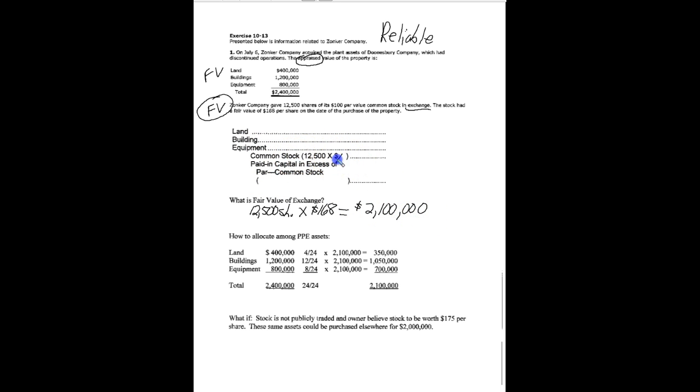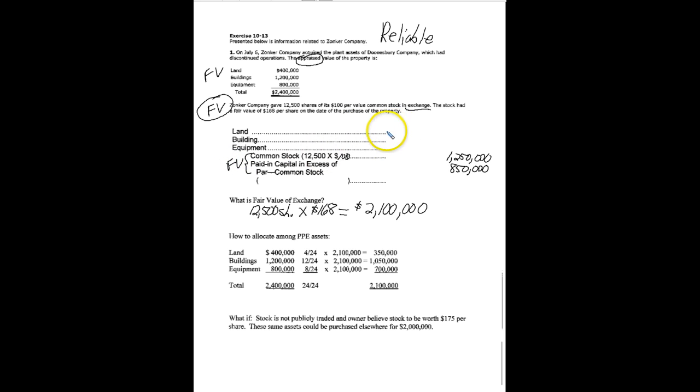Remember, par value, which is $100, goes into the common stock account. So that's going to be $1,250,000. And then the difference goes to paid in capital in excess of par. So $2,100,000 minus the $1,250,000 is $850,000. So we've recorded the stock being issued, and we're recording that at its fair value.